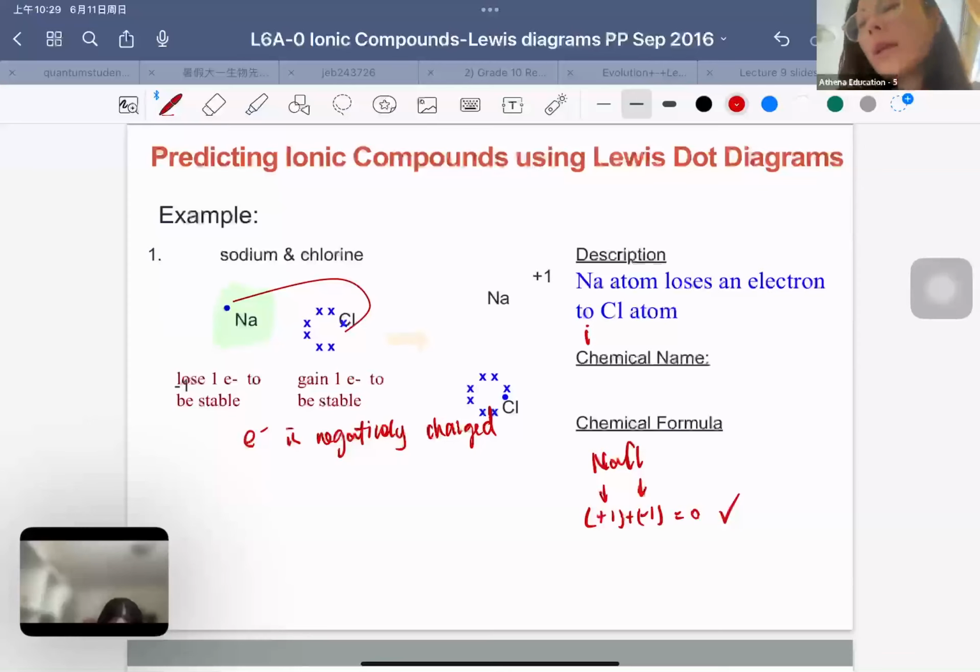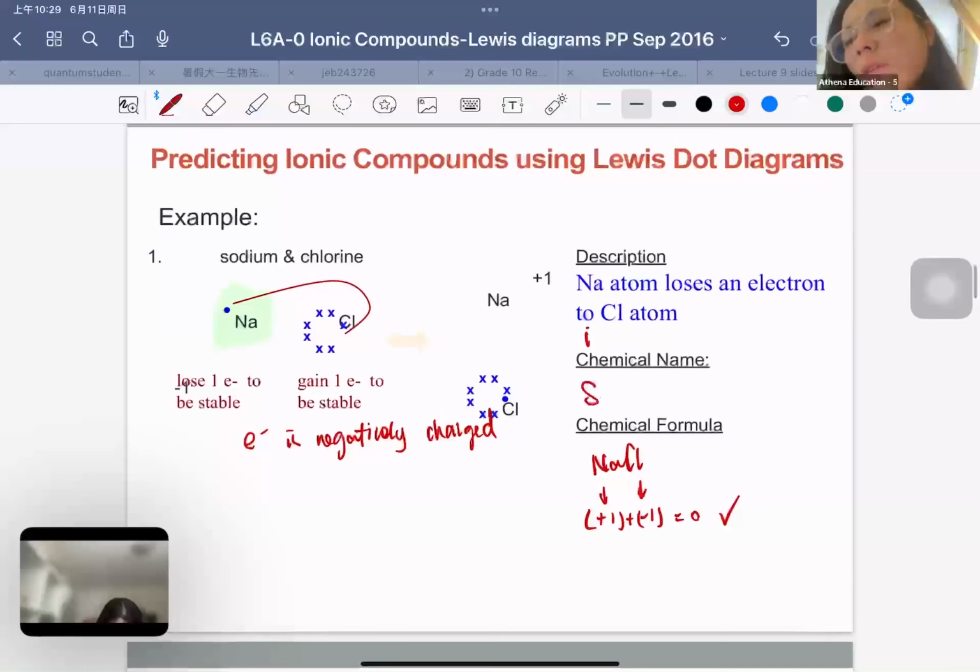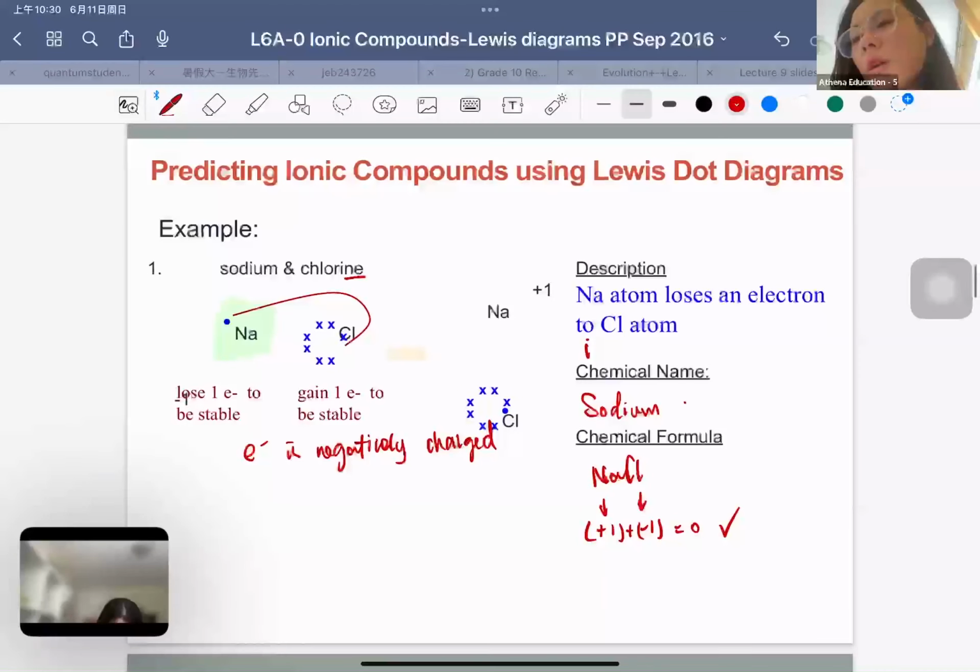But for the chemical name, Na is sodium, which is a metal. It doesn't change. And for chlorine, you need to change the -ine into -ide. So sodium chloride.